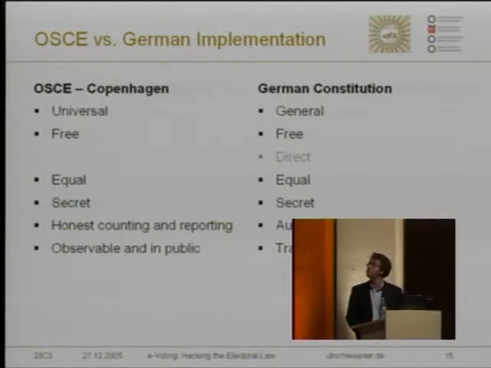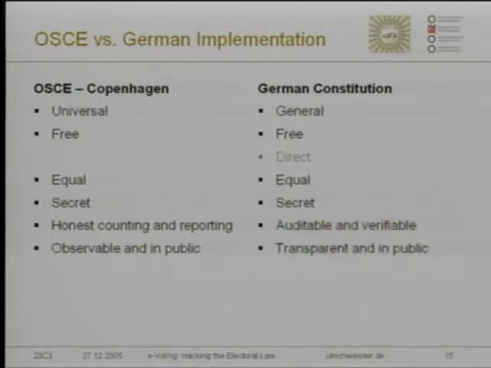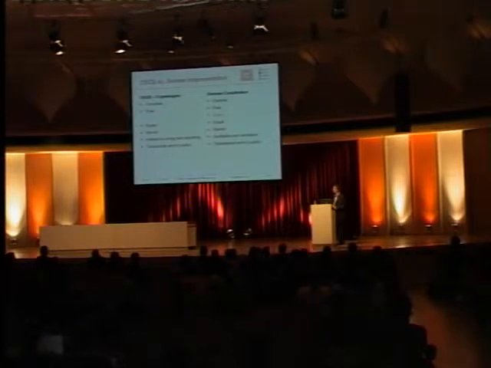If you compare the OSCE Copenhagen Declaration to the German Constitution, on both sides you see things like universal or general, and on both sides you see free, so that nobody has to vote under pressure. In Germany, not in the OSCE, you have direct elections, which means there's no committee in between, like in the US presidential elections. But that's not a fundamental principle of democratic elections. It's just a flavor in Germany. They need to be equal, so everybody has the same rights, both in active and passive voting. Elections need to be secret, auditable and verifiable, and transparent in public or observable. So that is common sense. There's nothing to debate on these things, and you'll find pretty much the same in each European or democratic country.